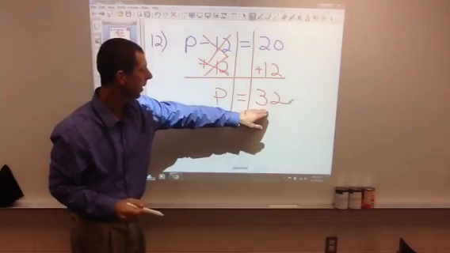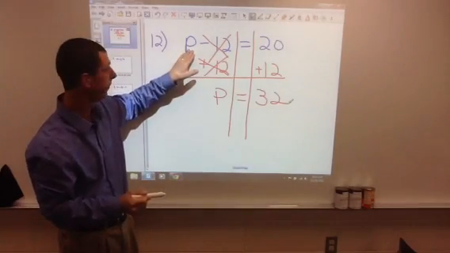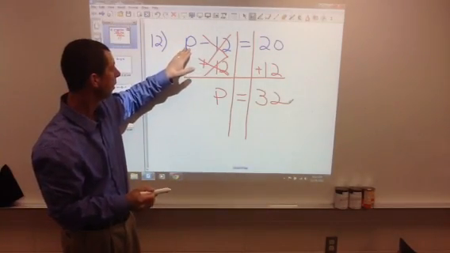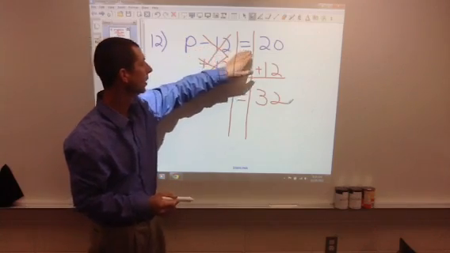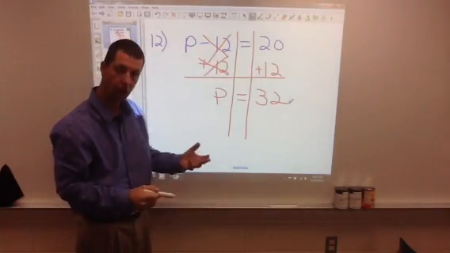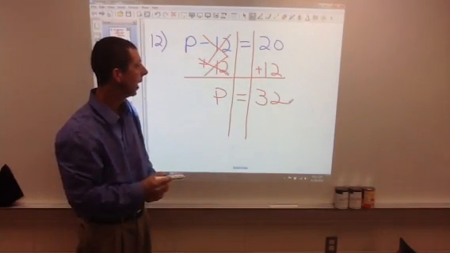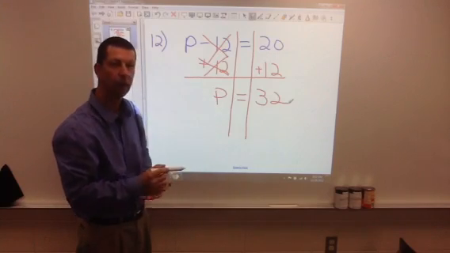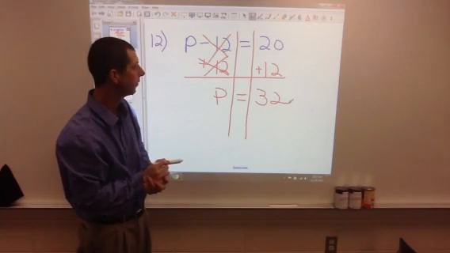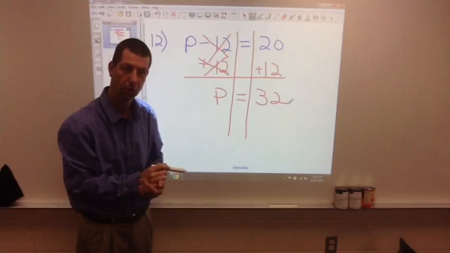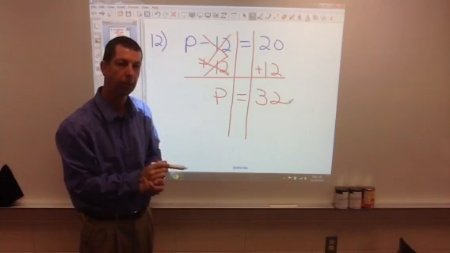Now I can take my answer and put it up for the variable. 32 minus 12 does equal 20. I have solved this problem correctly by isolating the variable. And that's the process of doing it. That's how I want the problems to look. Showing work is extremely important.